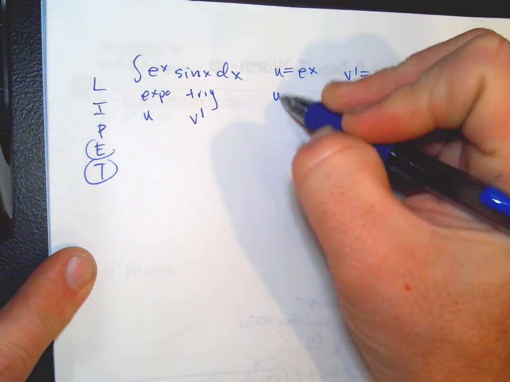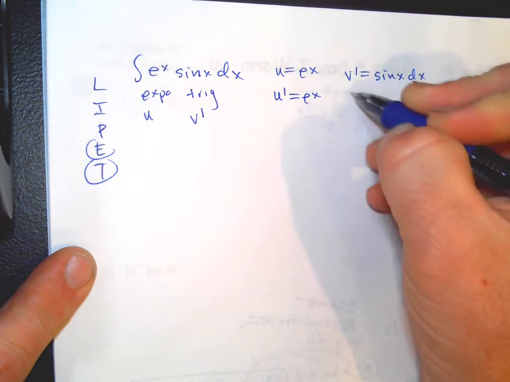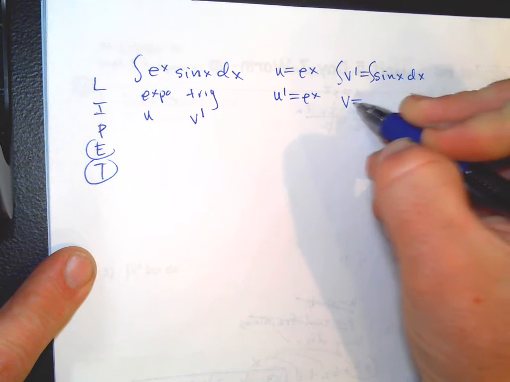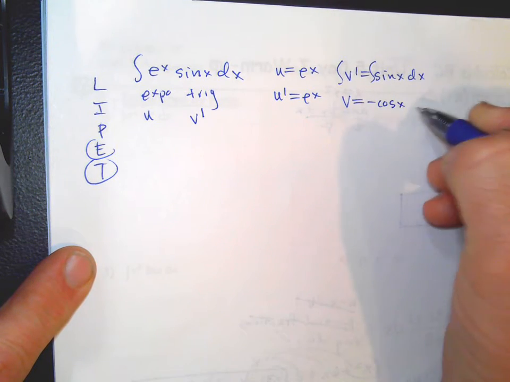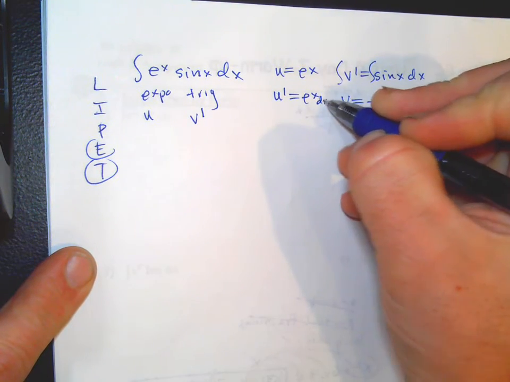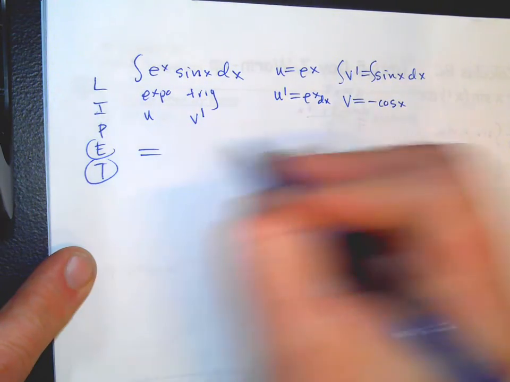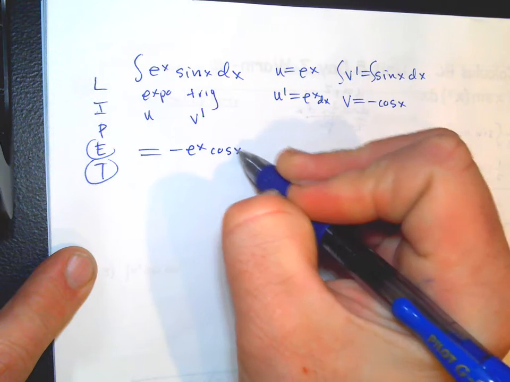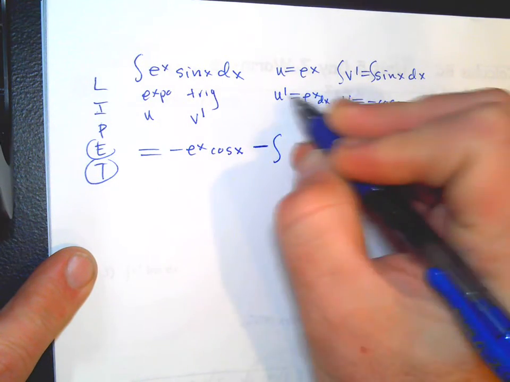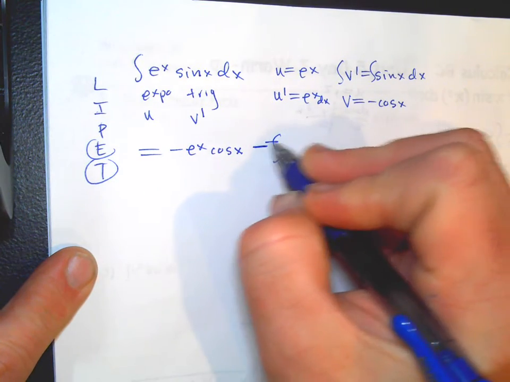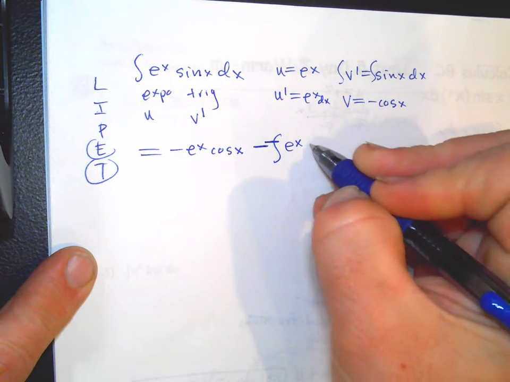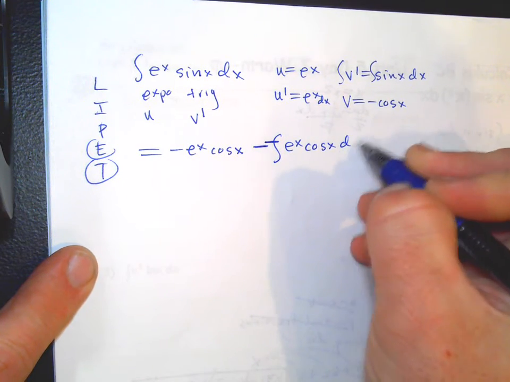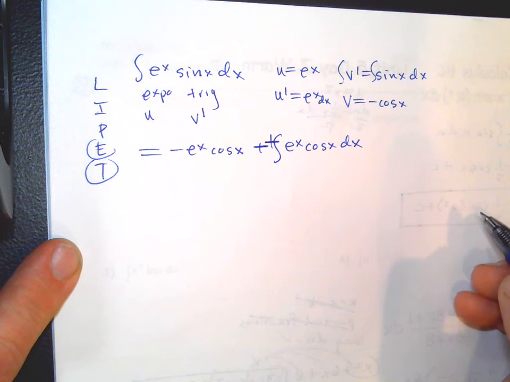We're going to take the derivative of this. It's going to be e to the x. We're going to integrate this. It's going to be negative cosine x. This should have a dx now. So when we write it, it's going to be uv, negative e to the x cosine x, minus the integral of these two new things together. There's an extra negative, so e to the x cosine x dx becomes plus plus.